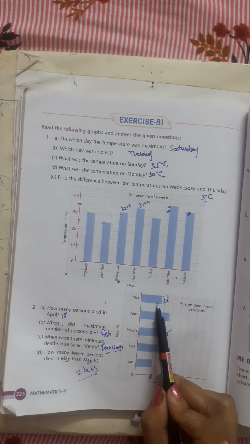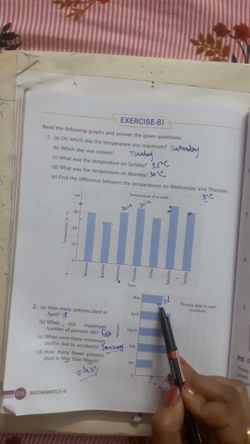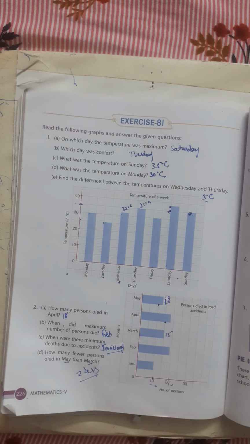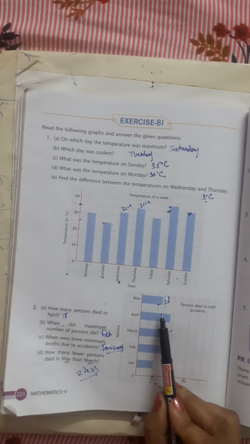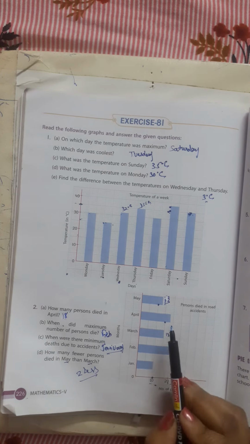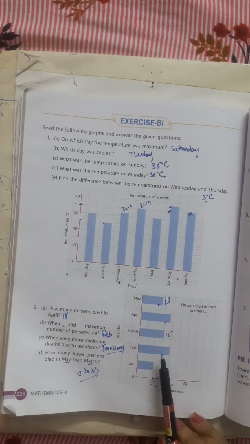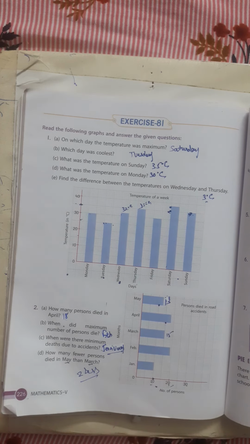This exactly यहाँ तक 10 है. You can see 10, and then we will count some small squares. One small square is equal to 1 person, and we have to count 3 more. 10 plus 3 is equal to 13. 13 died in the month of May, and 15 died in the month of March.